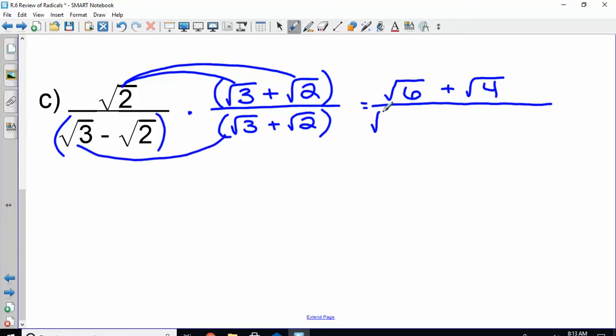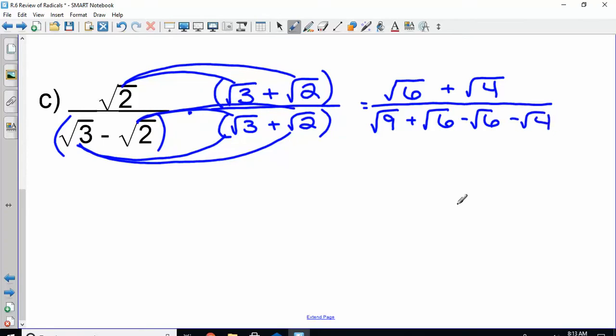So we get square root of 9 plus the square root of 6 minus the square root of 6 minus the square root of 4. Why is that better than what we had a second ago? 6 is canceled. When you multiply by the conjugate, those middle terms are always going to drop.